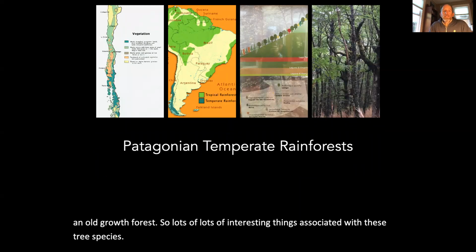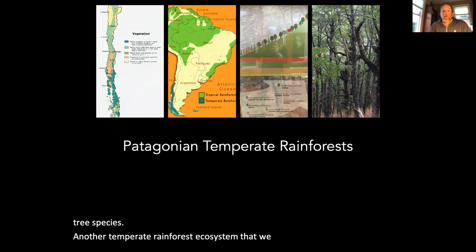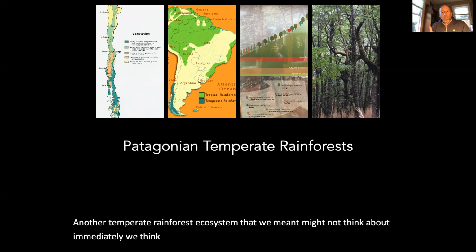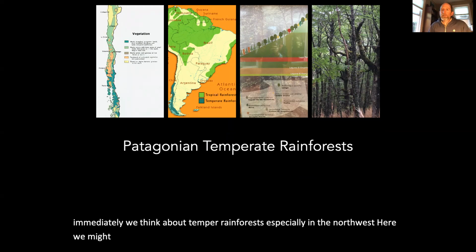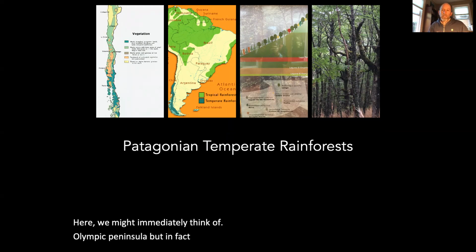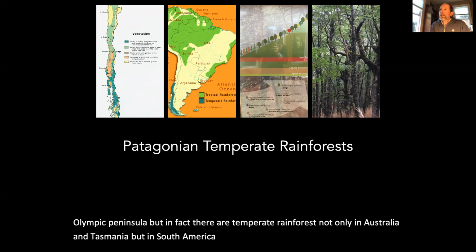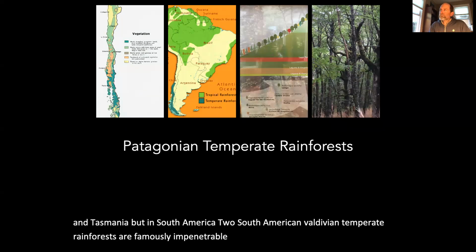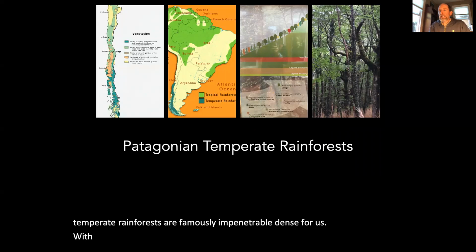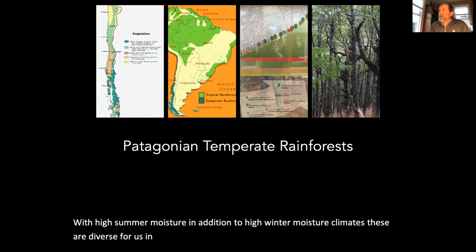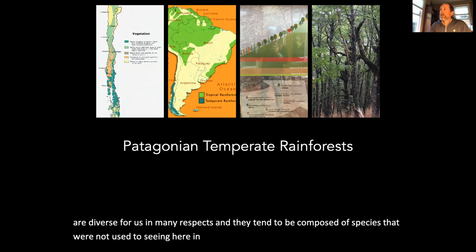Another temperate rainforest ecosystem that we might not think about immediately. When we think about temperate rainforests, especially in the Northwest here, we might immediately think of the Olympic Peninsula. But in fact, there are temperate rainforests not only in Australia and Tasmania, but in South America too. South American Valdivian temperate rainforests are famously impenetrable, dense forests with high summer moisture in addition to high winter moisture climates. These are diverse forests in many respects, and they tend to be composed of species that we're not used to seeing here in the Northern Hemisphere.